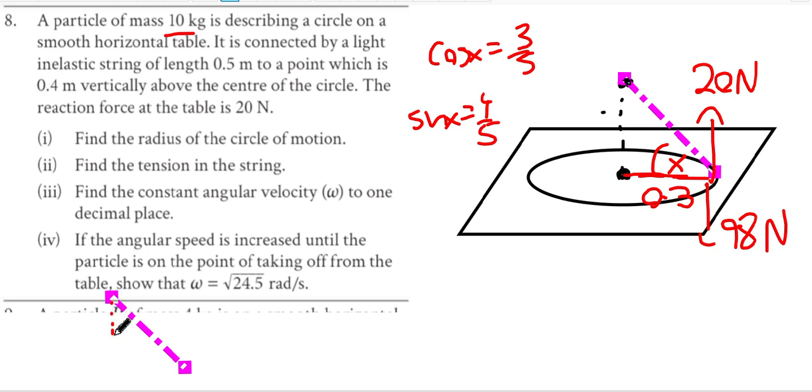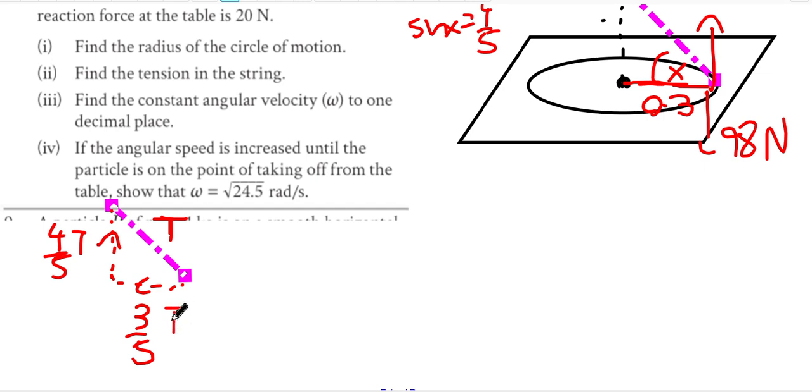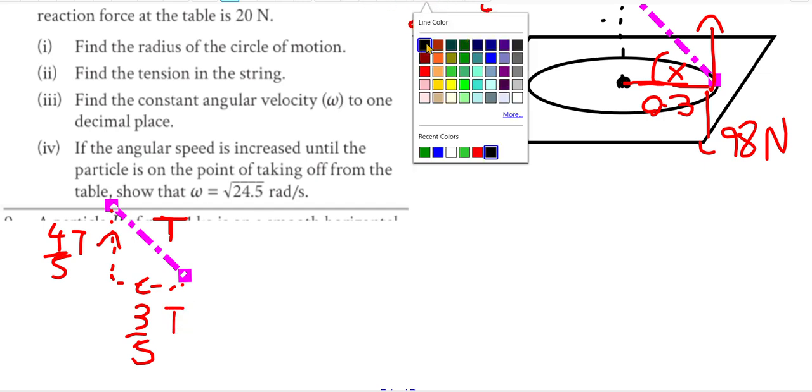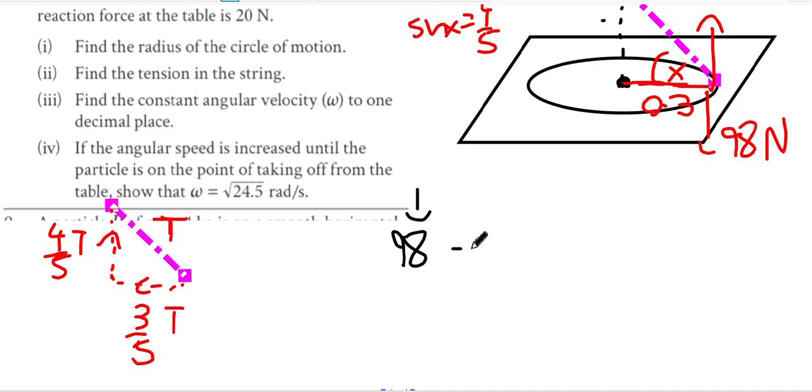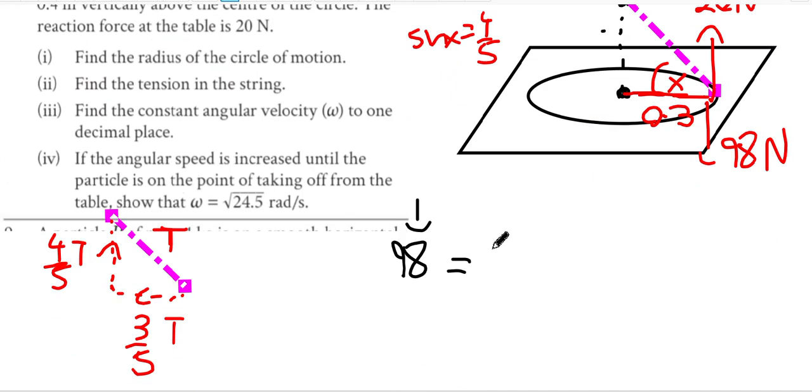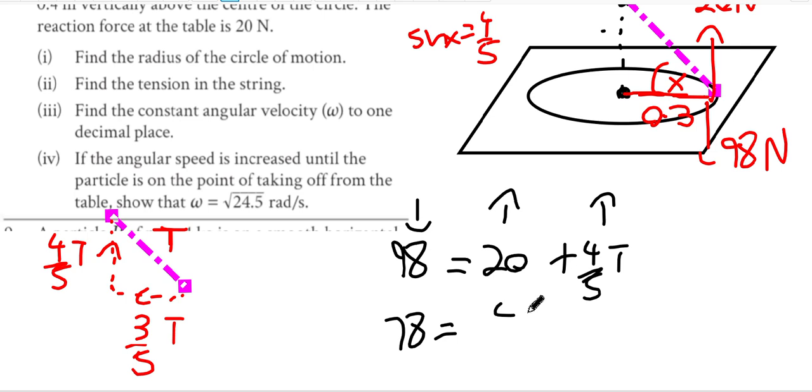Now we all agree it's tension, don't we? That's keeping it in the circle. Everybody got T? Now, 4 over 5 T is going upwards, and the 3 over 5 T back in towards the center of the circle. What goes up has to equal what goes down. So the 98 newtons going downwards has to be balanced by the 20 going up plus the 4 over 5 T. That implies that the 4 over 5 T is worth 78. So we multiply 78 by 5 and divide by 4 to find the T value. What's the T value?